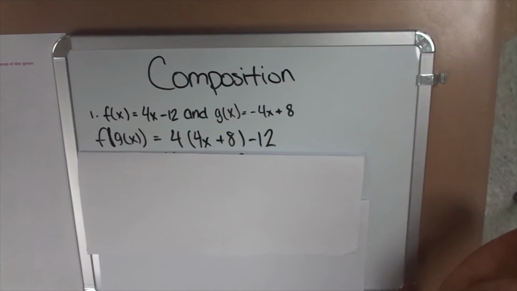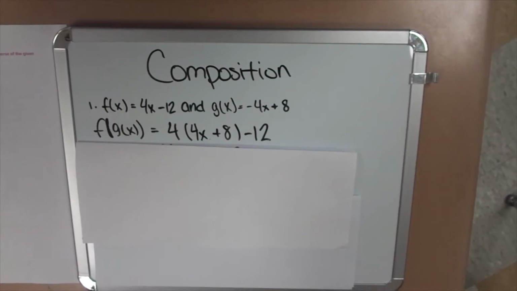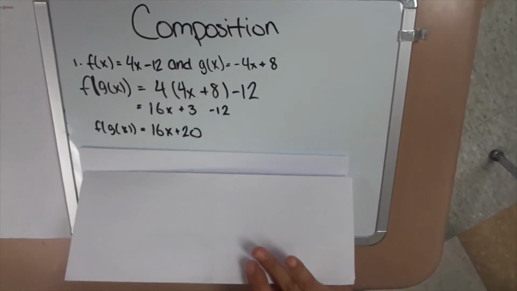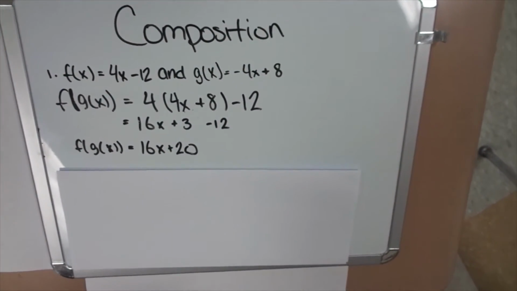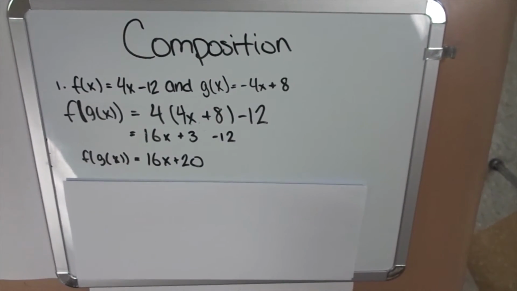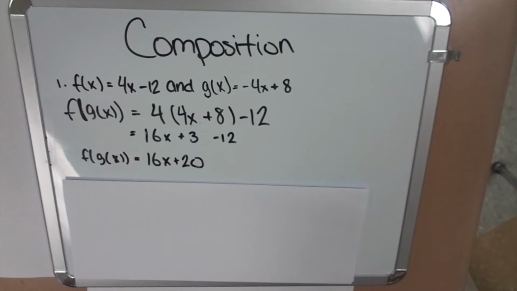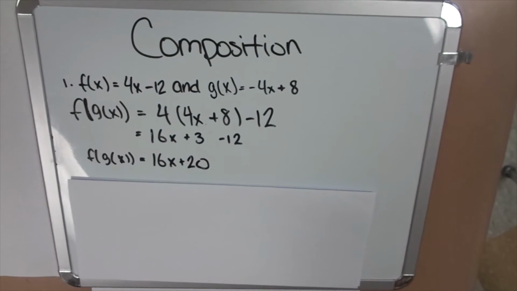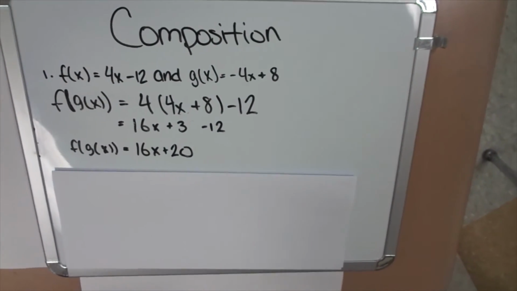After you have substituted one function into the other, you can simplify and combine like terms. In this case, after you simplify, you should get f of g of x equals 16x plus 20. Since we got 16x plus 20, these two functions are not inverses, because inverses are supposed to undo each other. For them to be inverses, it would have to be f of g of x equals x, so there shouldn't be other terms like coefficients and constants.